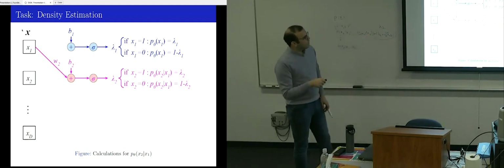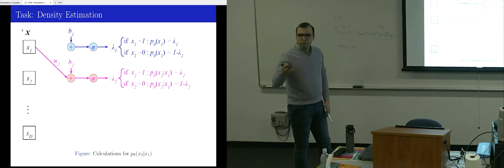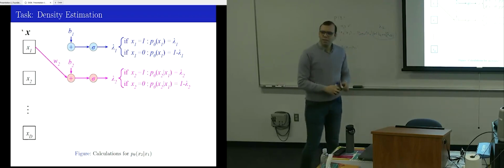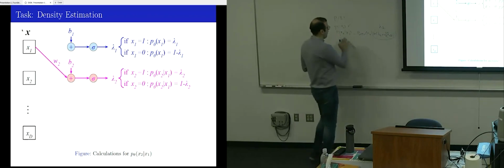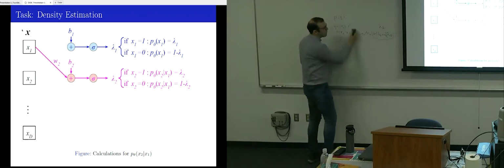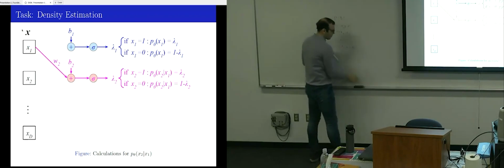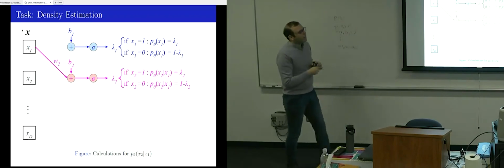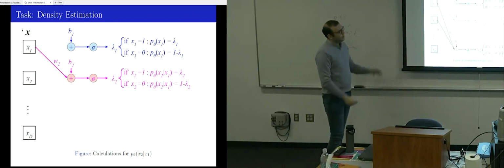So if your x2 is given to you, if x2 is 1, it means that the resulting probability is lambda 2. If x2 is 0, it means that the probability is 1 minus lambda 2. Okay? So I calculate the second one. Any problem? And I continue this procedure until the end.